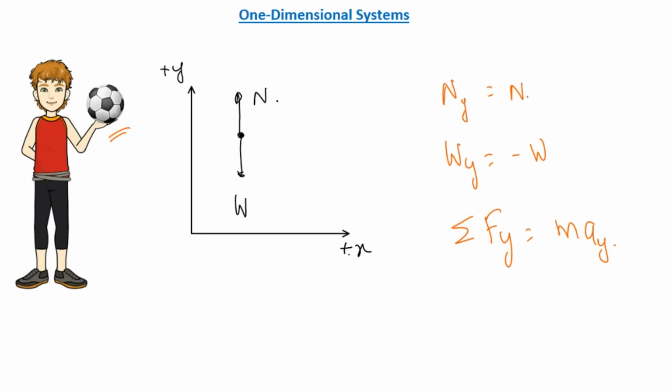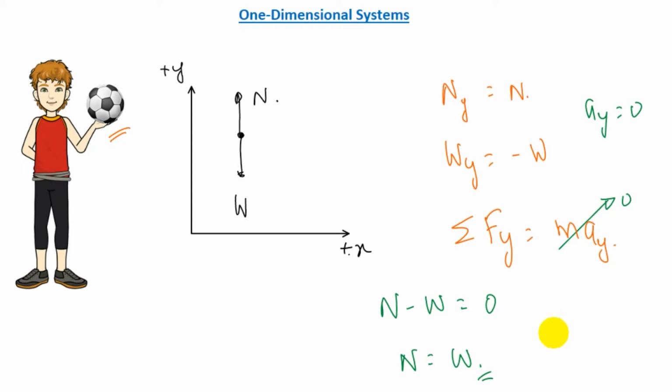The sum of forces we have is N minus W, which equals, now acceleration in the y direction is 0, so this whole term is 0. So that equals 0, and from here N equals W. Therefore the force applied by your hand onto the football is equal to the weight of the object, and this is the same result that we expected.